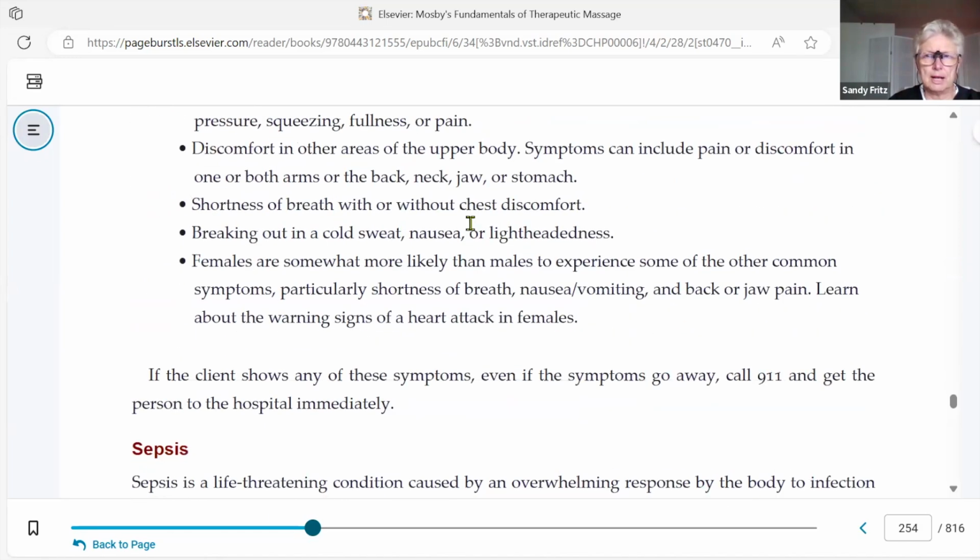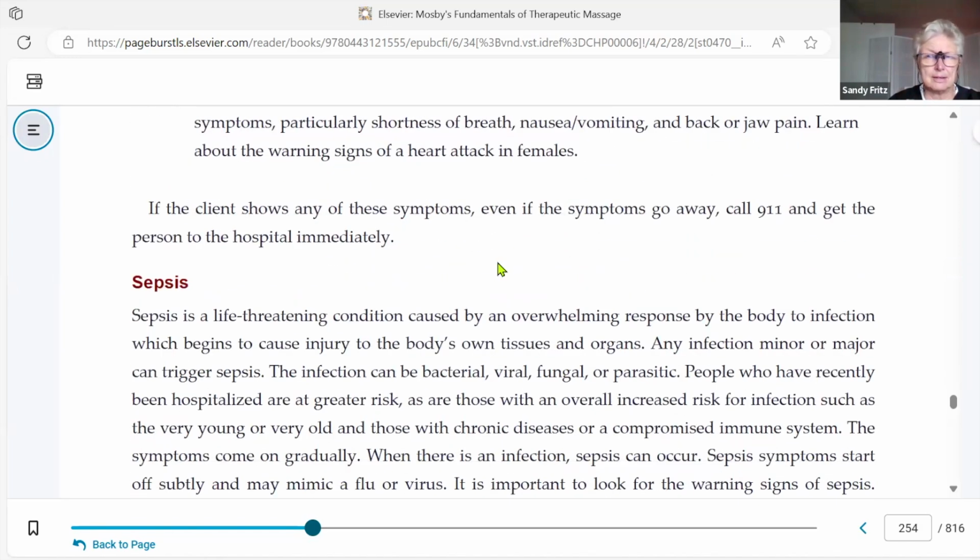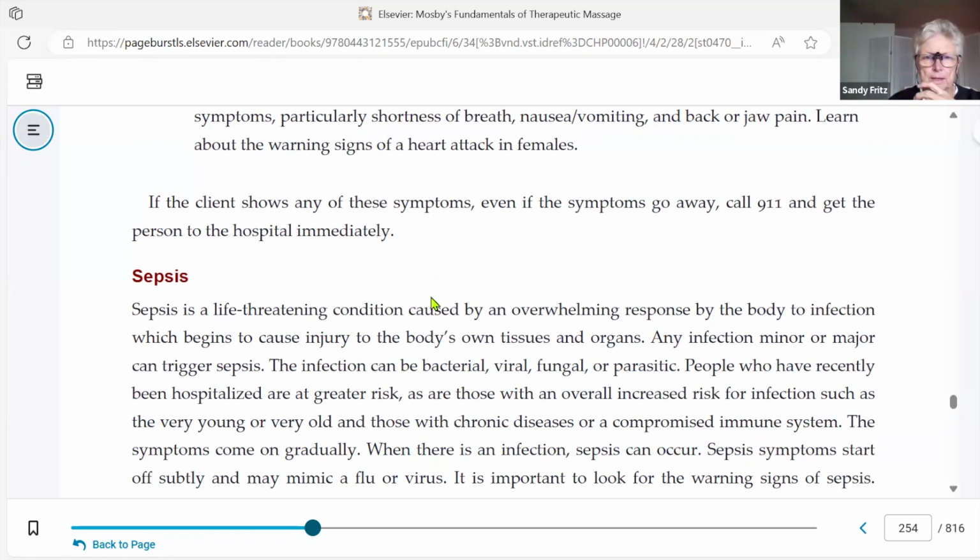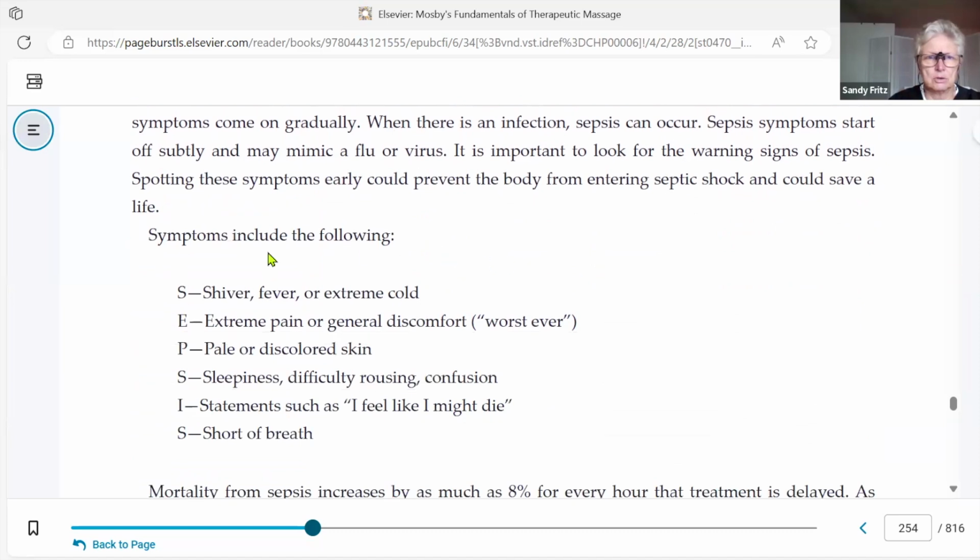Some of these are common, but ones that are not necessarily recognized is sepsis. That is more common than you would think, and it can show up and exacerbate very quickly. So here's the symptoms of this. This is a medical emergency. This is 911.